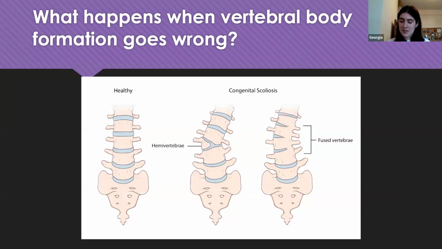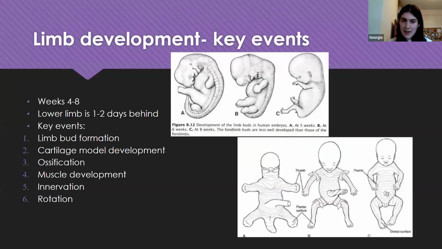Okay, so that's it for nervous system development. Next up, we have limb development. So limb development occurs between weeks 4 and 8 of development. And by the 8th week, you have the basic limb structure all developed. And after this, the elements that are formed just need to grow and mature in size.